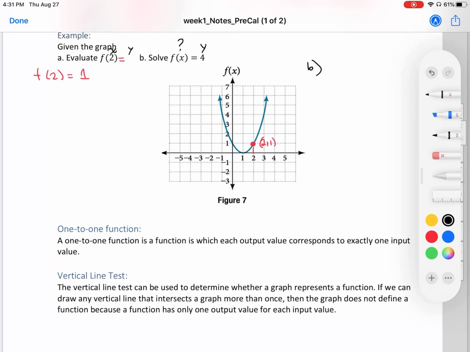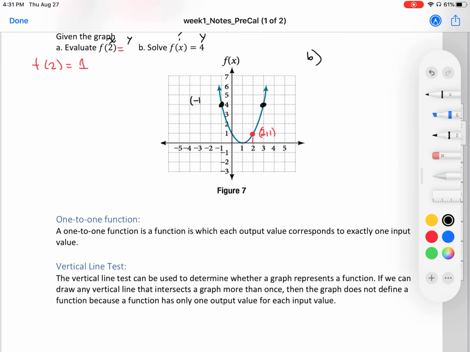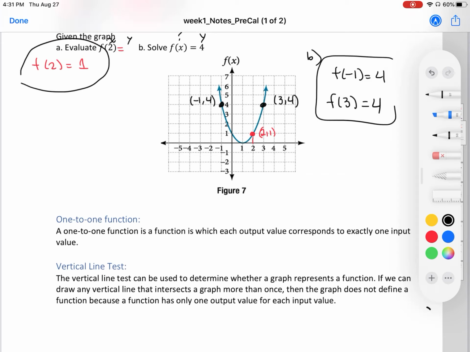So when is our answer 4? When does our line meet a 4? We see that it meets it here and here. To be precise, that's the point -1 comma 4 and 3 comma 4. So we would say it's something like f of -1 equals 4 and f of 3 equals 4. Those are our answers for A and for B.